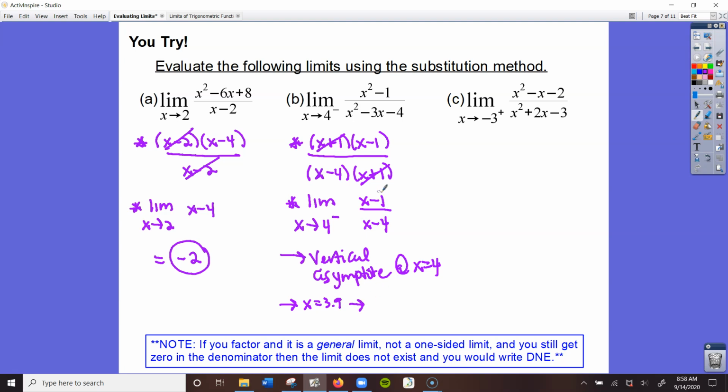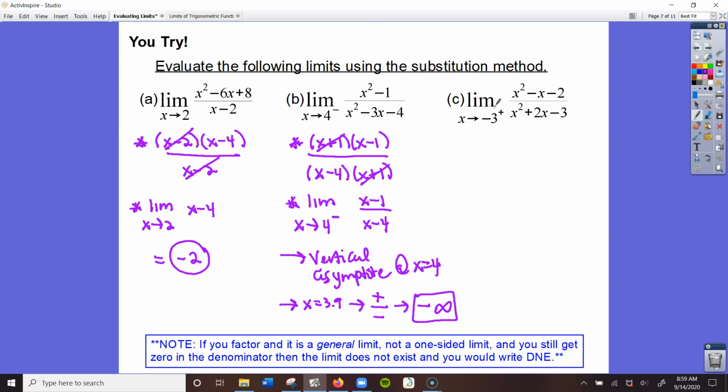If I plug in 3.9 in the numerator, I get 3.9 minus 1, which is positive. And in the denominator, 3.9 minus 4 is negative. A positive divided by a negative is negative. And since this is an asymptote, it's approaching infinity. Therefore, my limit as x is approaching 4 from the left of x squared minus 1 over x squared minus 3x minus 4 is negative infinity.